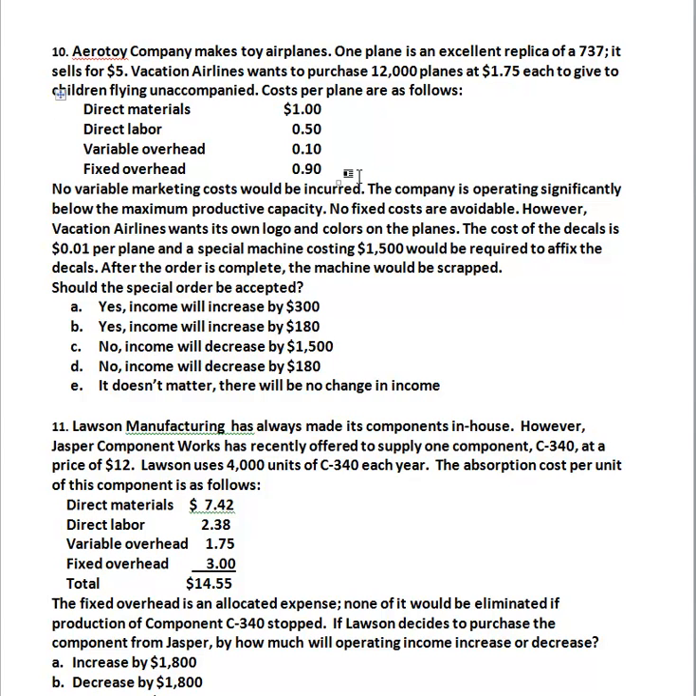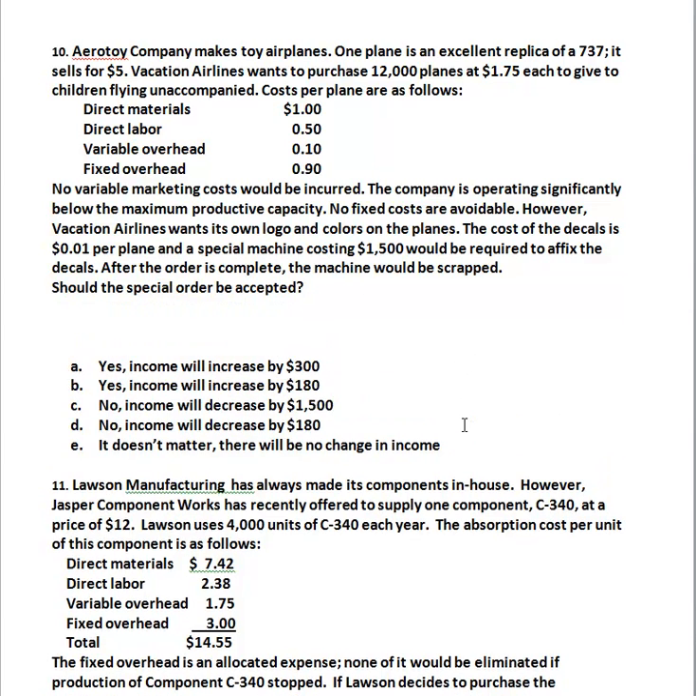Costs per plane are as follows. No variable marketing costs would be incurred. The company is operating sufficiently below capacity, so we have plenty of excess capacity to take on this special order. No fixed costs are avoidable. So total fixed cost is going to stay the same whether we take on the special order or not. However, Vacation Airlines wants its own logo and colors on the plane. The cost of the decal is 1 cent per plane, and a special machine costing $1,500 would be required to affix the decals. We want to see whether we should accept or reject that special order.